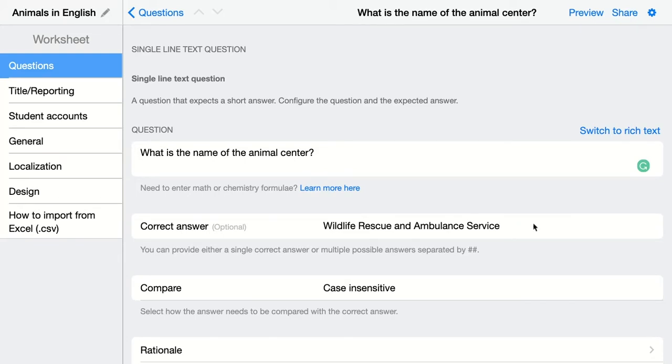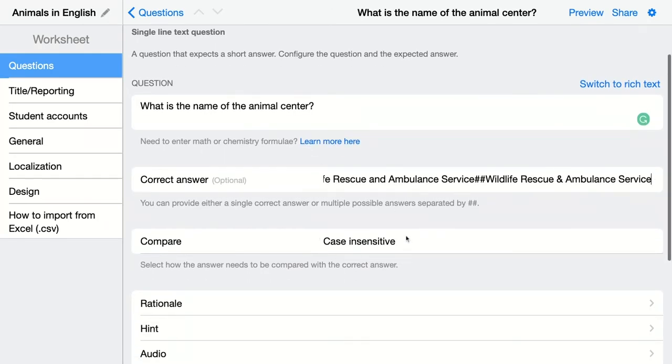Of course, some students think in a different way. They still know the answer, but they will write it down in a different way. In this case, you want to also grade it correctly by using the two hashtags and adding the other answer you think your students might be answering. So in this case, BookWidgets will be grading both answers correctly.